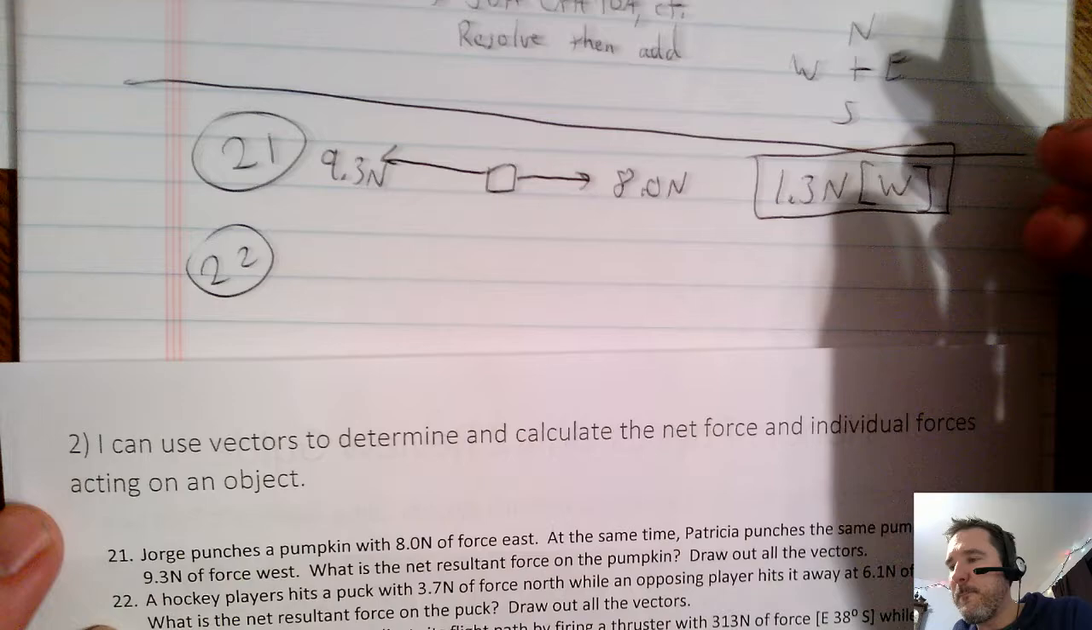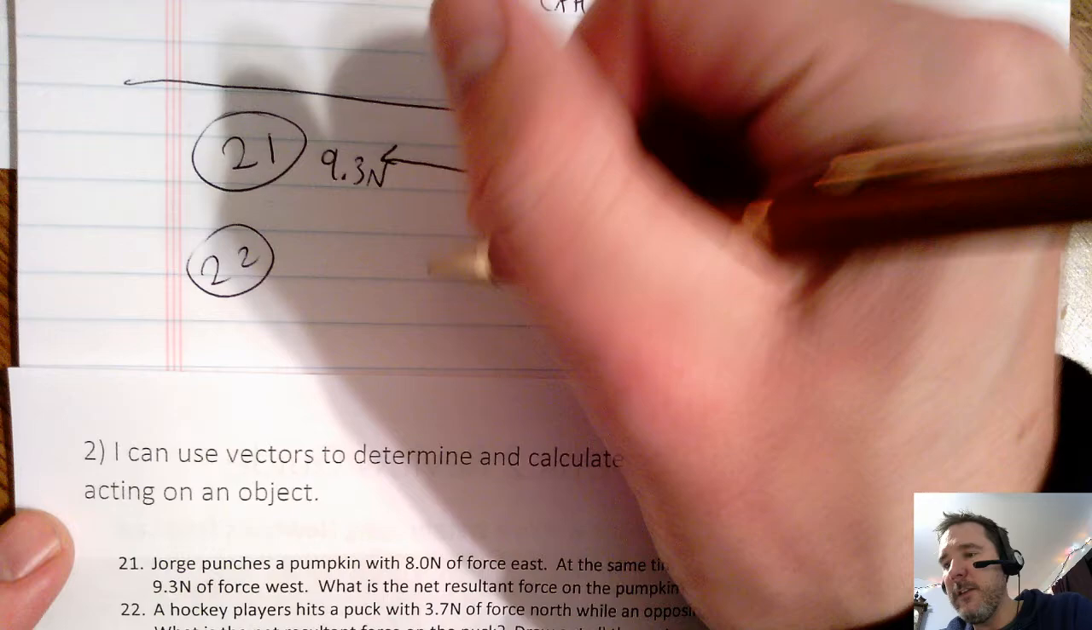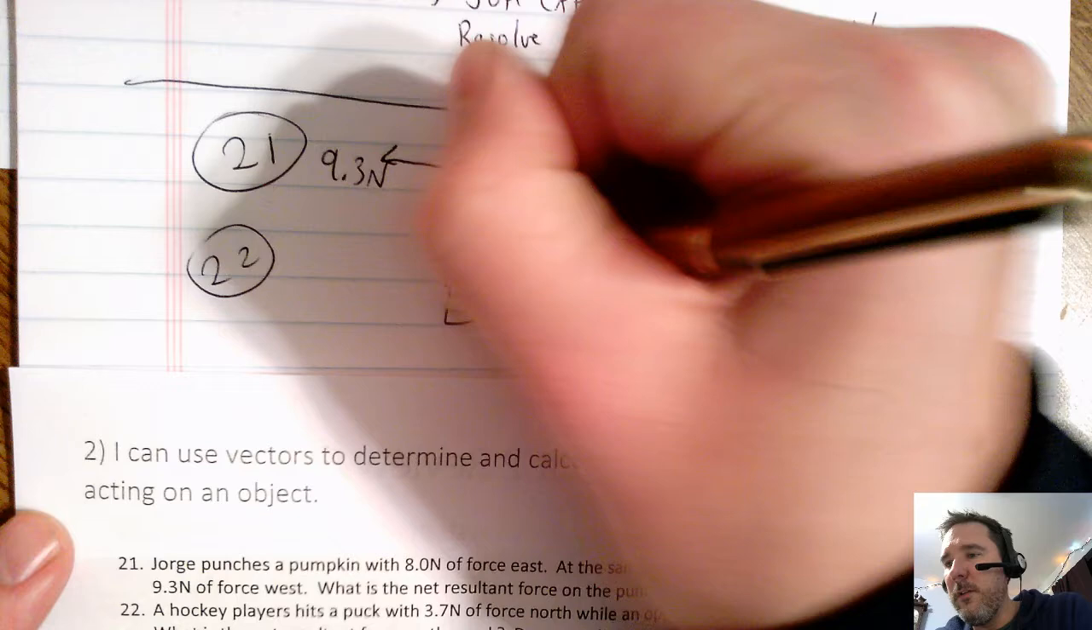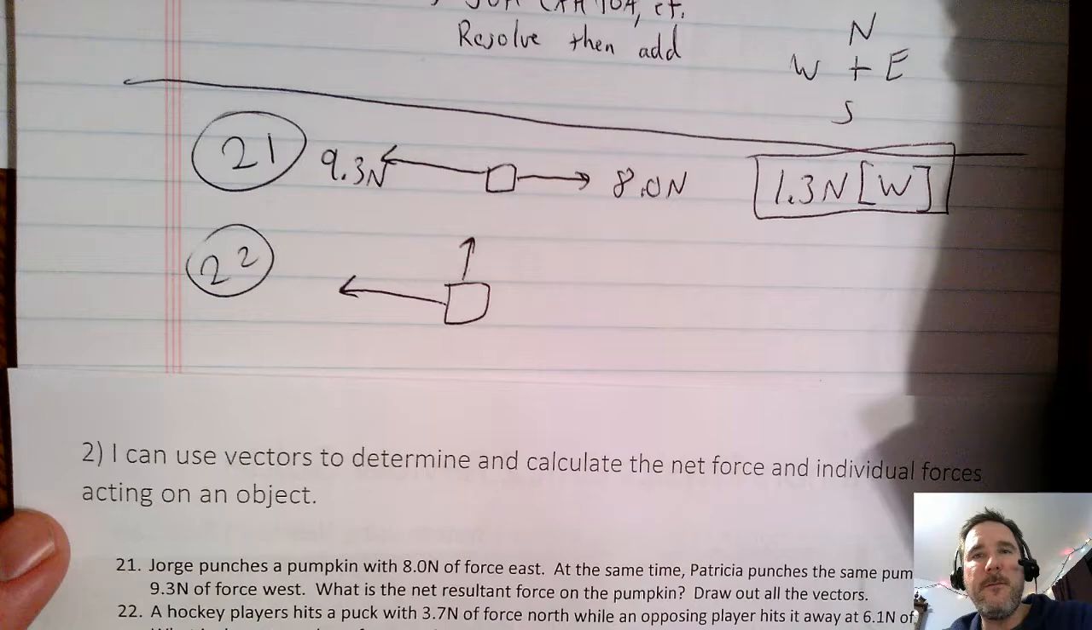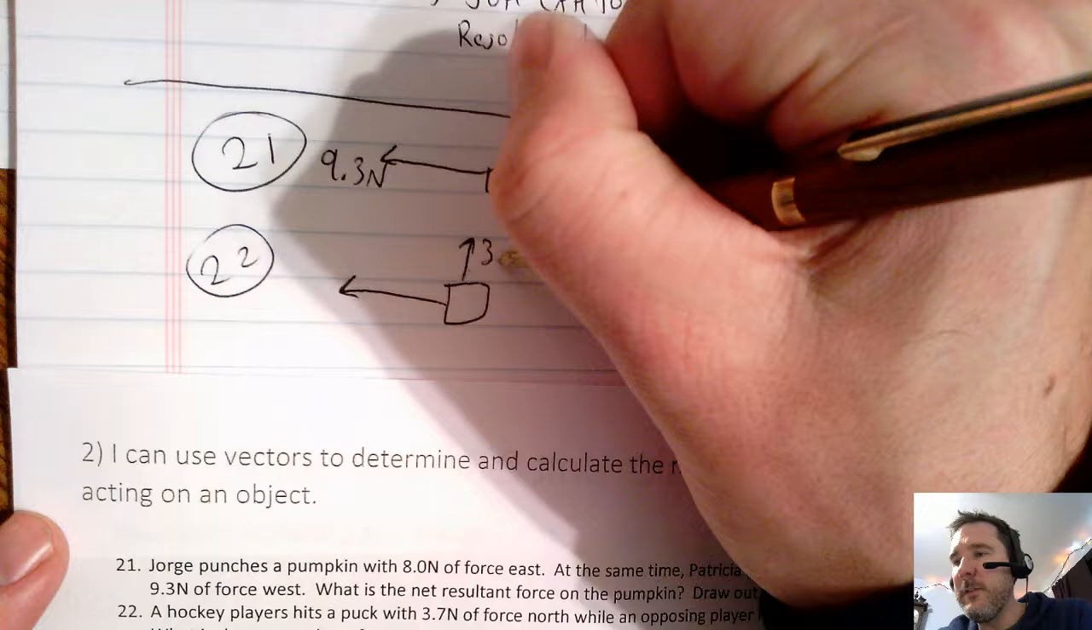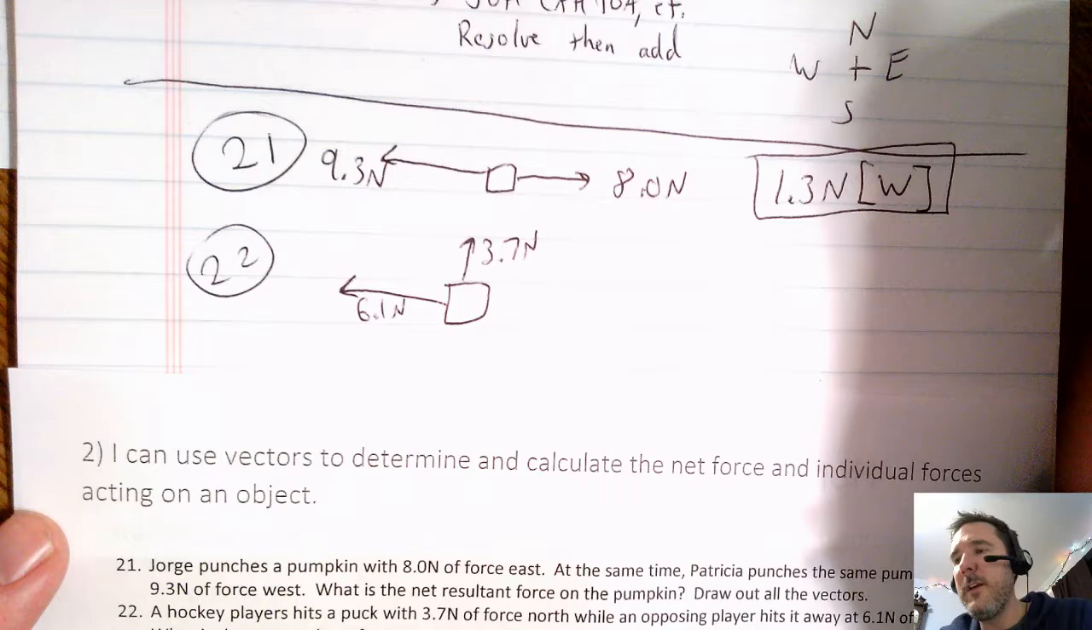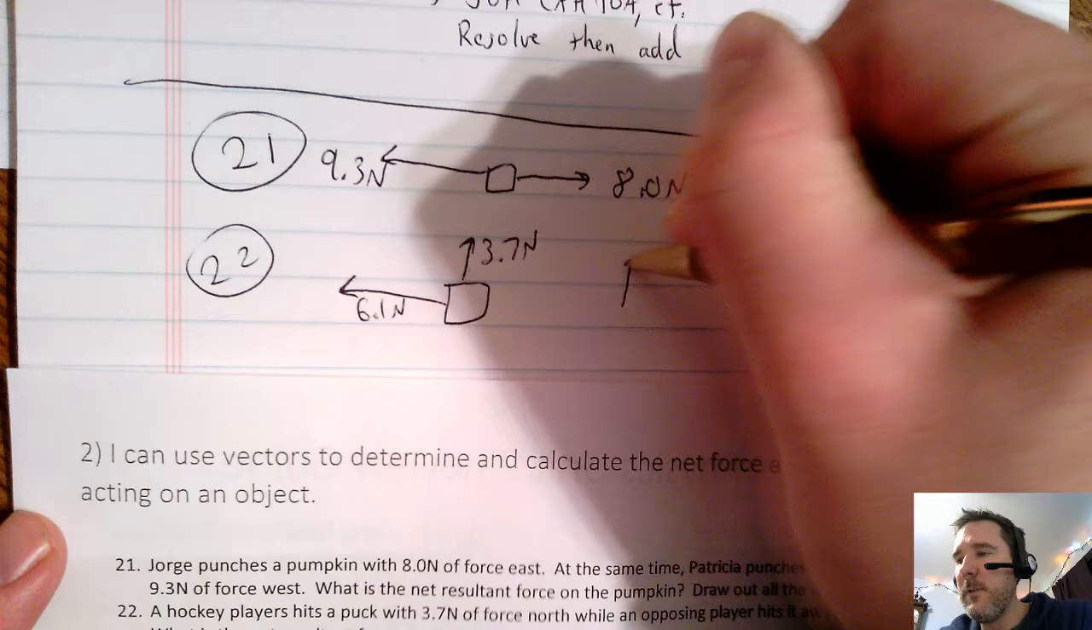So I'm just going to draw it, like here's my hockey puck. A little bit to the north, a little bit to the west. I'm not drawing it to scale because these aren't good free body diagrams. They're just helping me to visualize what's going on here. So 3.7 newtons to the north and 6.1 newtons to the west. So if I redraw that as a triangle, to the north, to the west, 6.1 and 3.7.